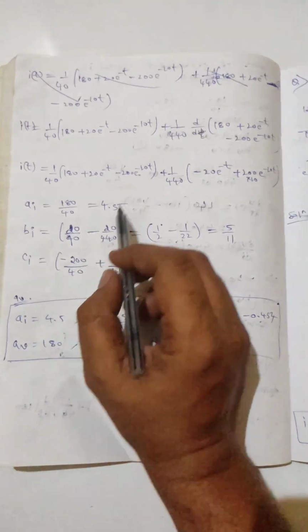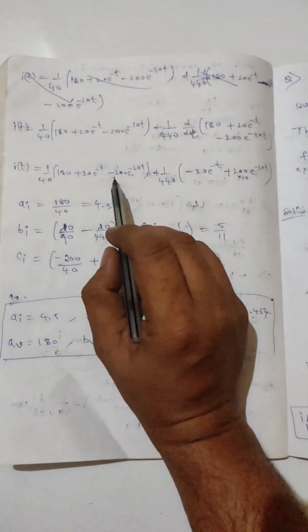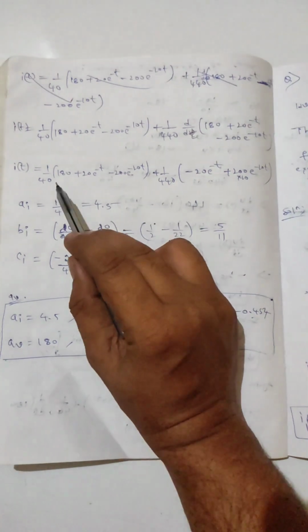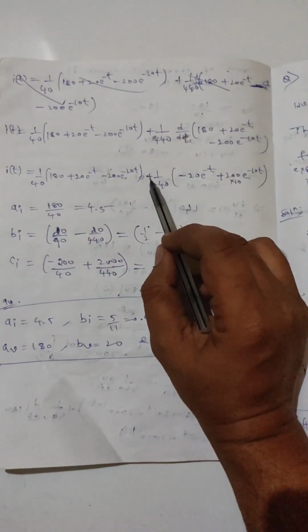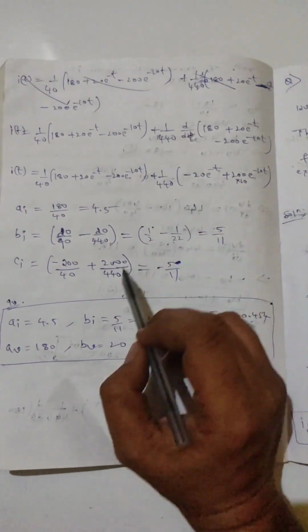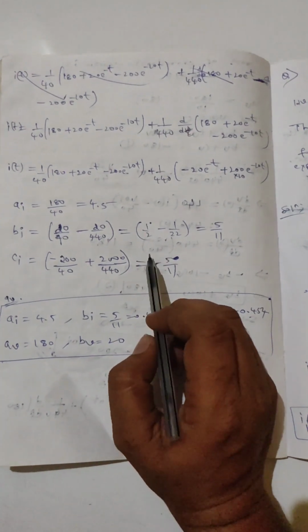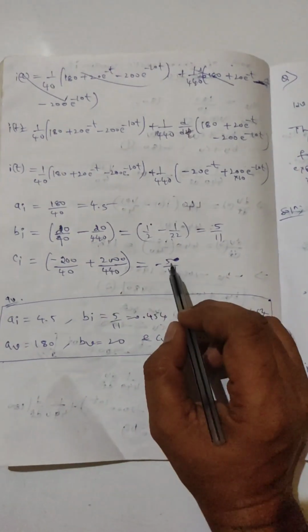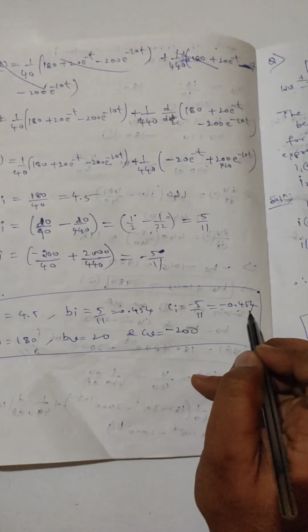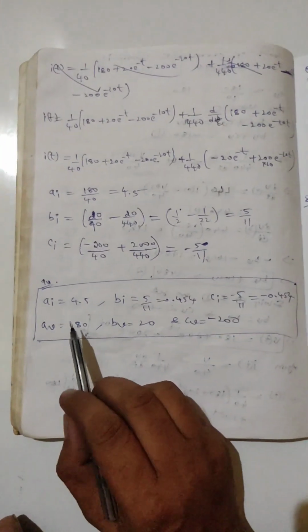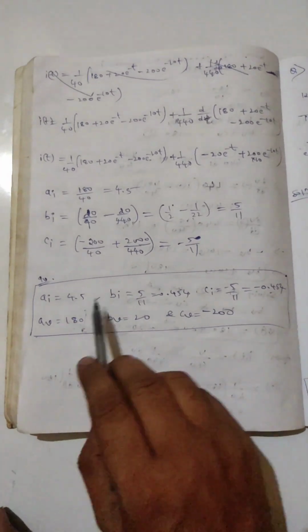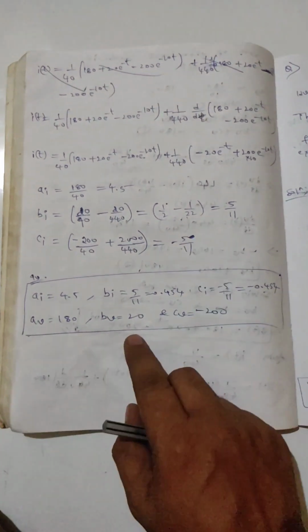Again CI: now group all the e power minus 10t terms. Minus 200 divided by 40 plus 2000 by 440. What is that power? E power minus 10t. That becomes minus 5 by 11, that is minus 0.454. So therefore, I have written all the constants here. Enter these values in the assignment.